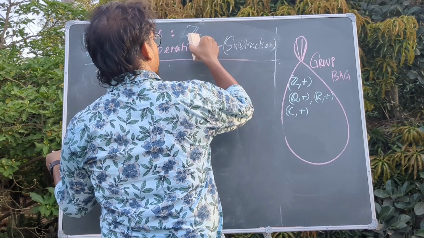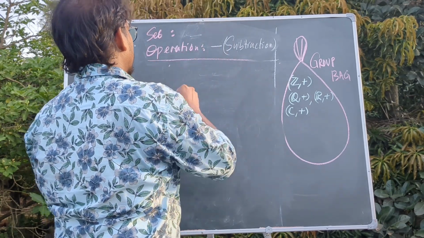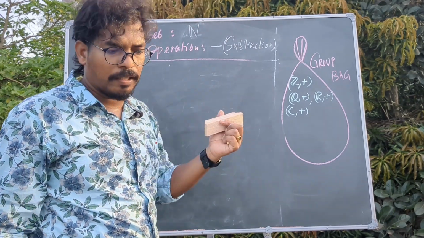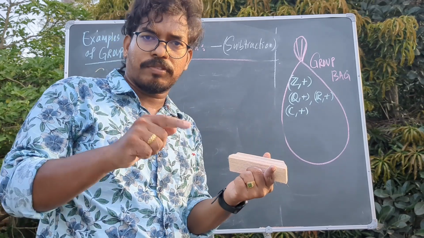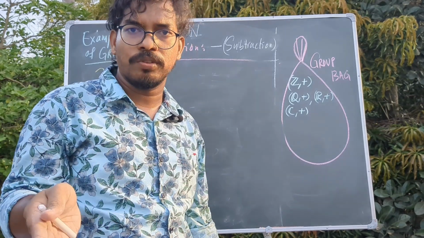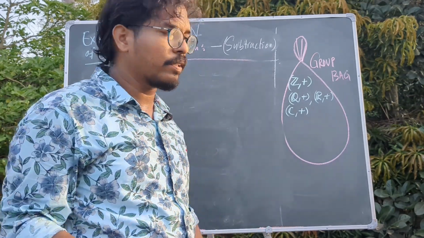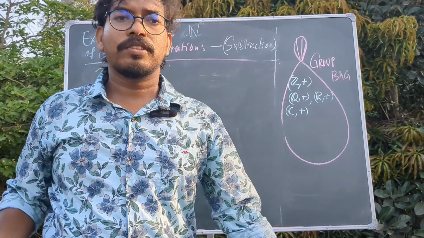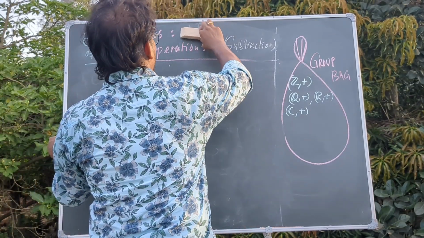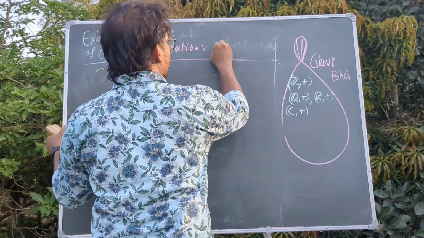Next we will see what about the set of natural numbers under subtraction. The closure property will not work. Take any two natural numbers, their subtraction is not always a natural number. Suppose I take 1 minus 2, I will get minus 1, which is not a natural number. So the closure property will not work here. Therefore natural numbers under subtraction is also not a group.